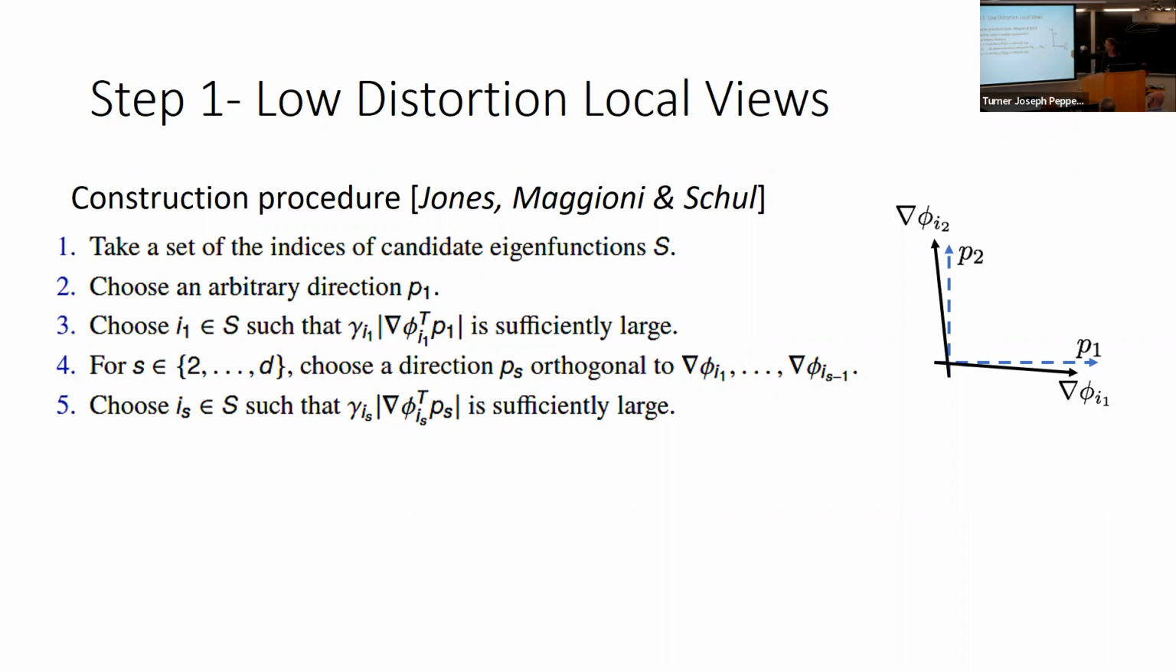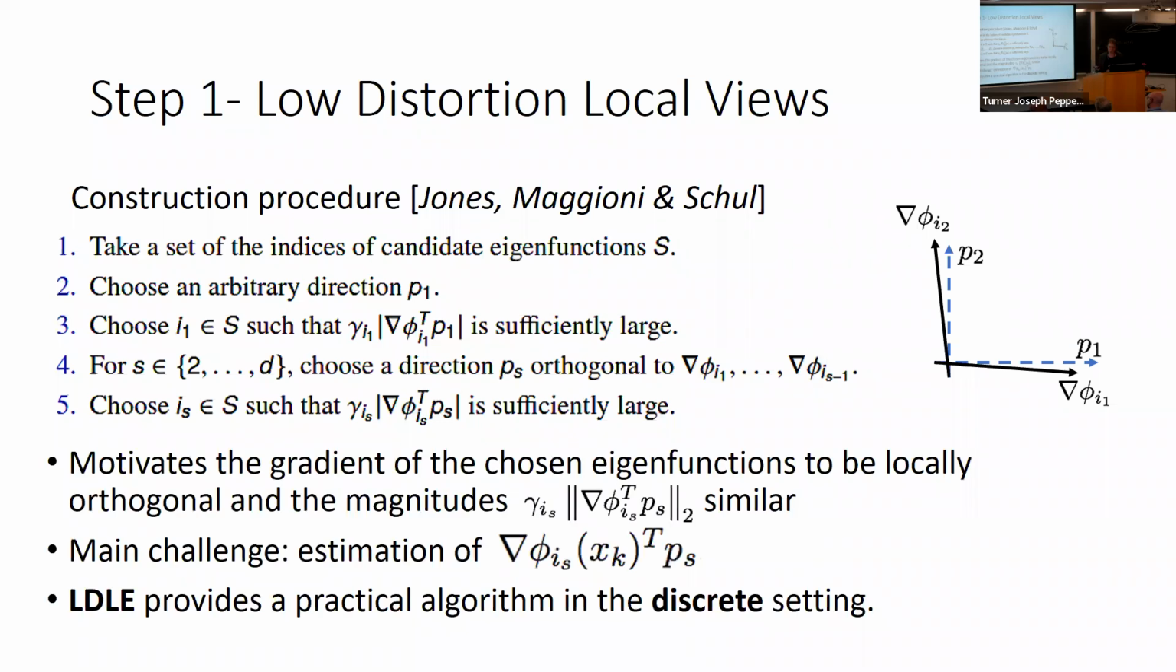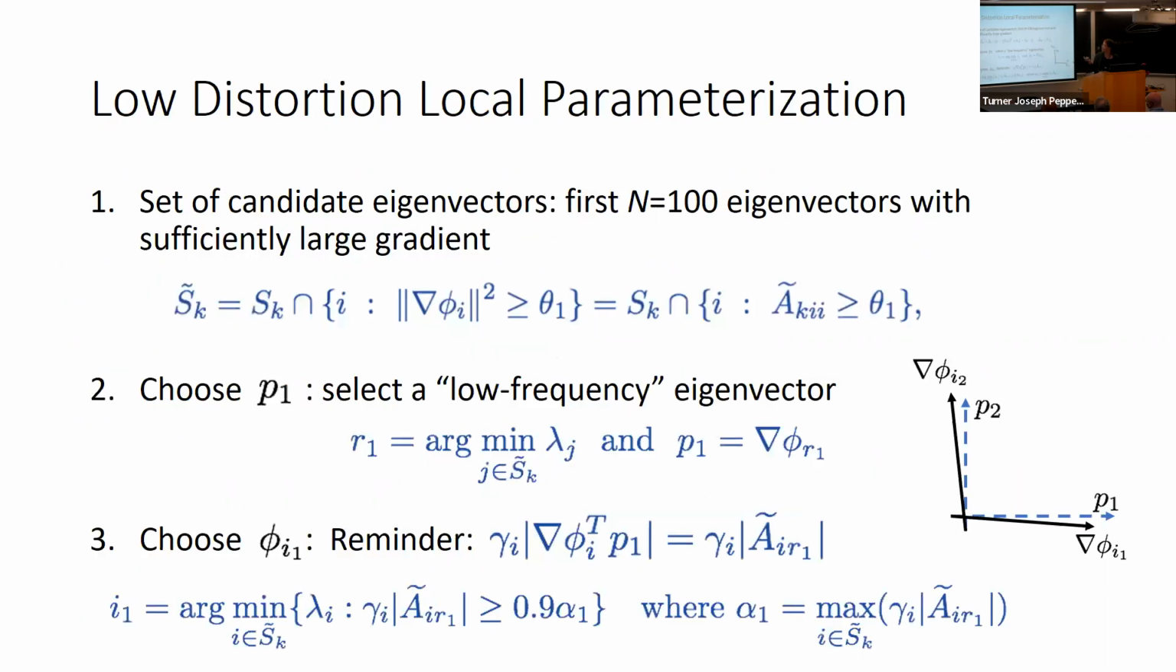And then you're going to choose subsequent eigenfunctions so that they are orthogonal to the gradients of the eigenfunction at that point. So this motivates the gradient of the chosen eigenfunctions to be locally orthogonal, and also that their magnitudes are similar. And the question is, how do we select these P's, and how do we estimate then the inner product in the discrete setting?